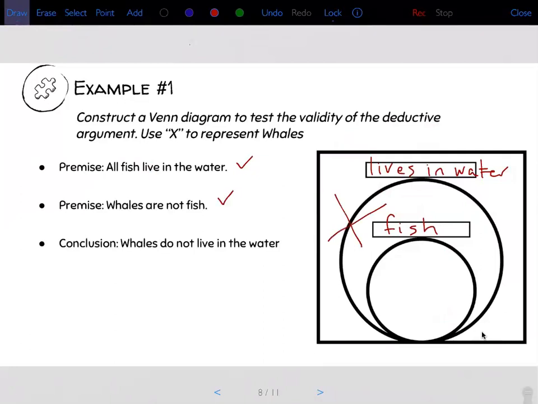The conclusion says whales do not live in the water. Our X is not inside of the water region and is not outside of the water region, so we're not really sure where the whales live. This tells us that the X is not being supported by this conclusion. Therefore, this argument is not valid.